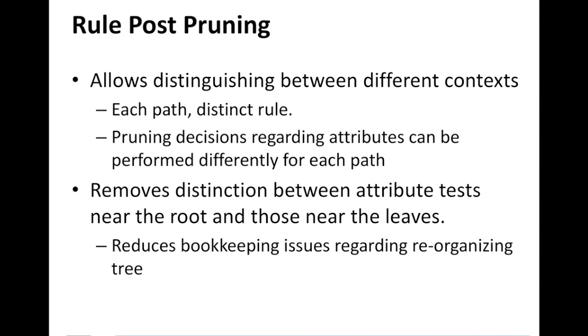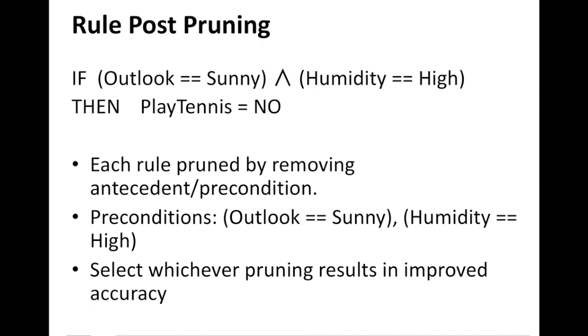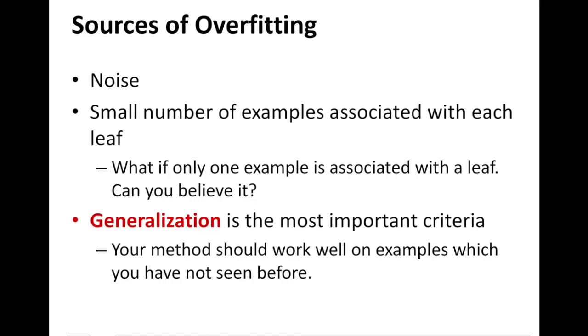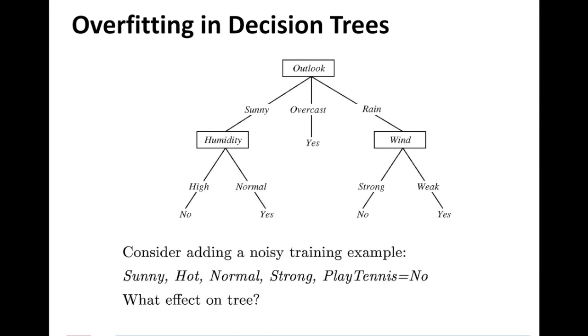And it also removes the distinction between attribute tests near the root and those near the leaves. Okay, again, I will have to go back to the tree to explain this. So let's look at these. What attributes are here? Outlook, humidity, and wind. 3 attributes. So now if you remove humidity, right, then all the instances that humidity classifies have to go back to the sunny path. And then you have to assign leaf nodes there if you remove humidity.